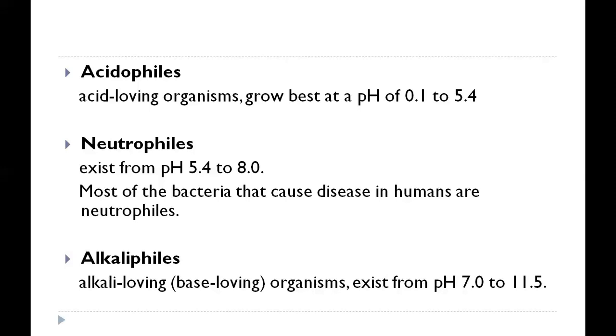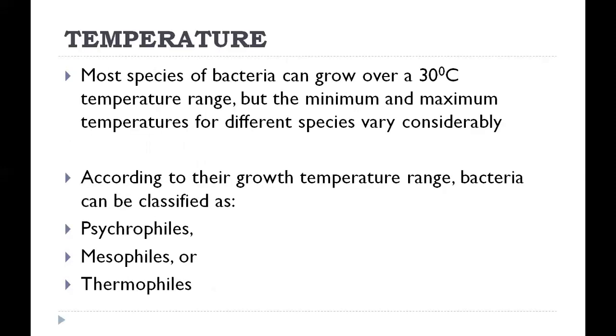First category is acidophile. Range is 0.1 to 5.4. Second category is neutrophile, 5.4 to 8. And third category is alkalifile, 7 to 11.5. That's it. Once you are done writing this, let's go back to our discussion. Next factor is temperature. Okay, so a very important factor is the temperature.